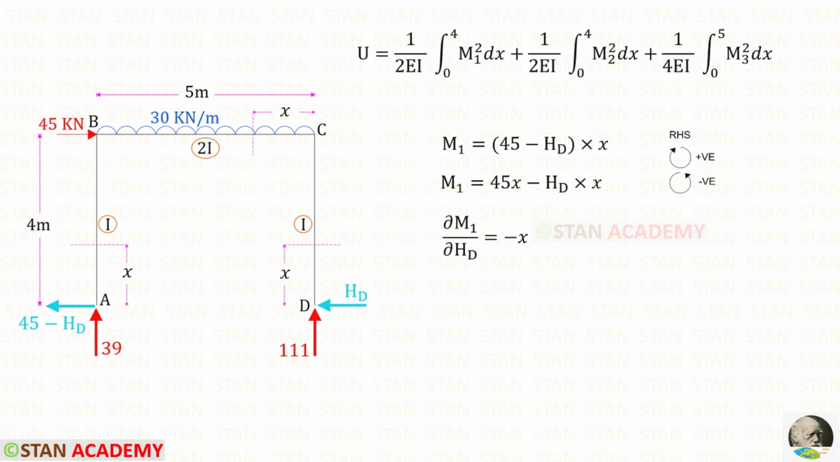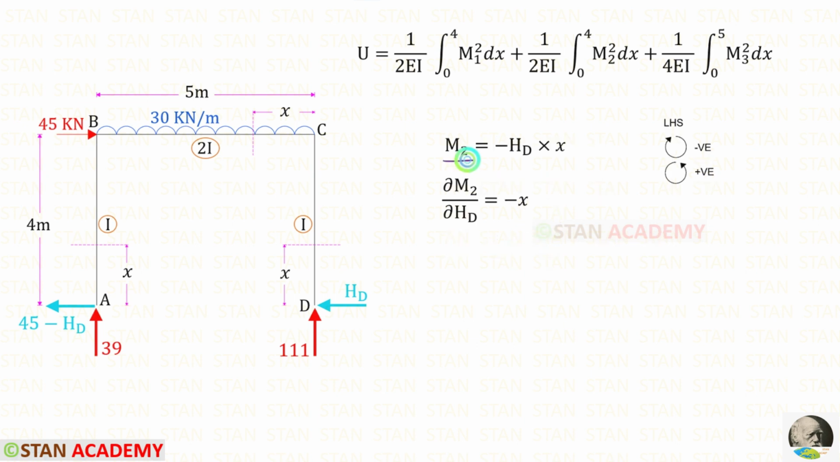Now let us find M1. Up to this section, we have VA and HA. For VA, there is no perpendicular distance, so we should not consider this. HA is acting in the clockwise direction, so it will be positive and the distance is x. We can multiply this with this so that we will get this. We have to partially differentiate M1 with respect to HD. In this term, there is no HD, so the differentiation will be 0. For HD, the differentiation will be 1. So minus 1 into x, it will be minus x.